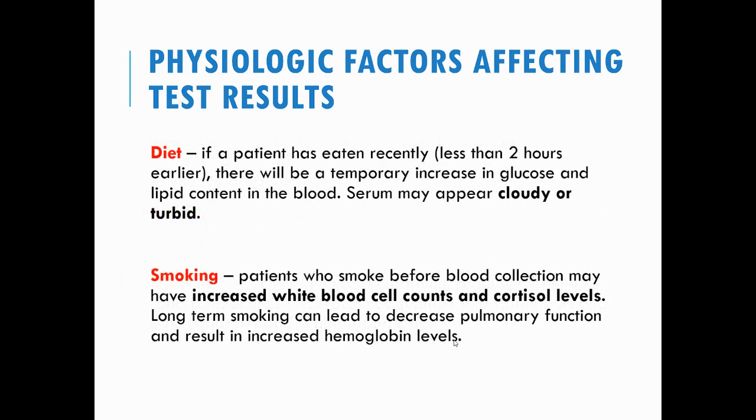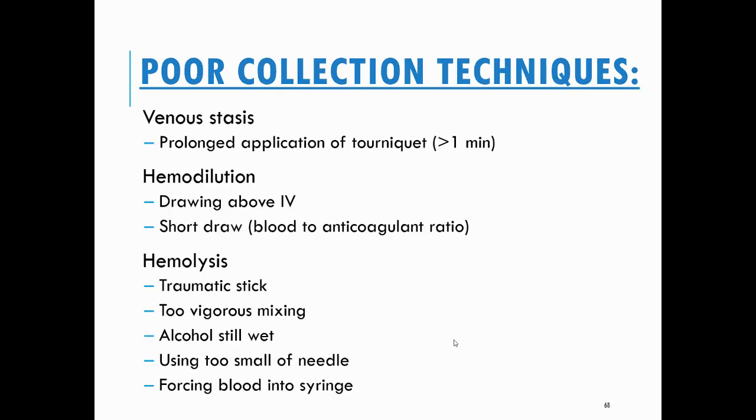Diet: if the patient has just eaten, the glucose or lipid contents, or the fat contents, in the blood will be high because the food has not yet been digested properly, and the usual appearance of the serum is cloudy or turbid. Smoking increases WBC counts and cortisol levels.